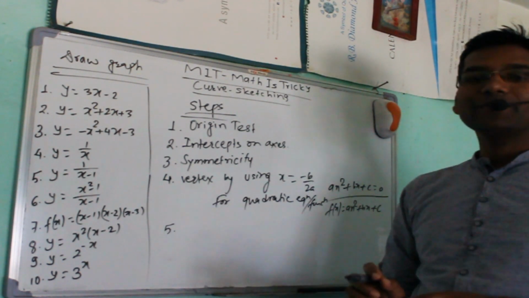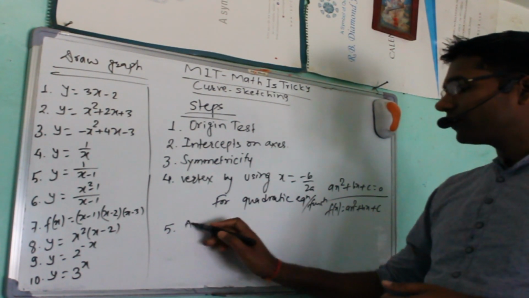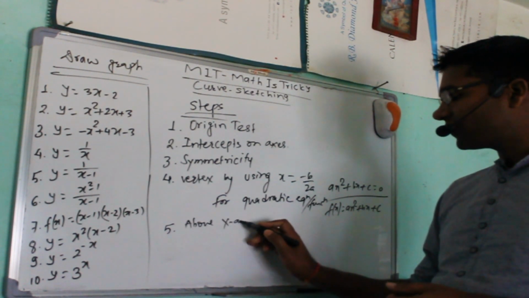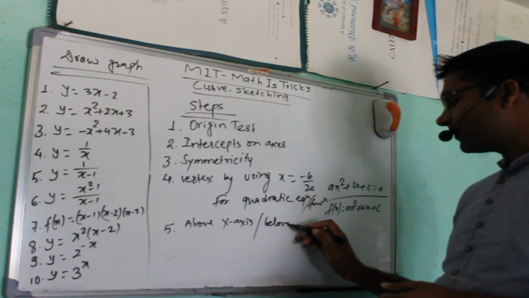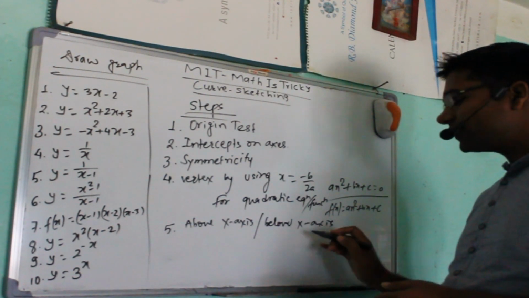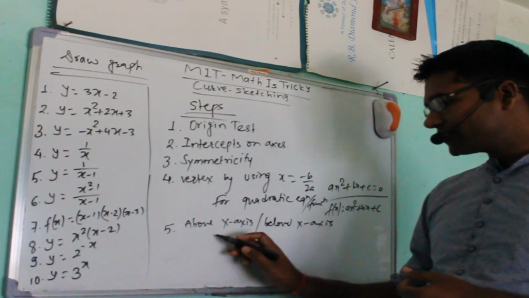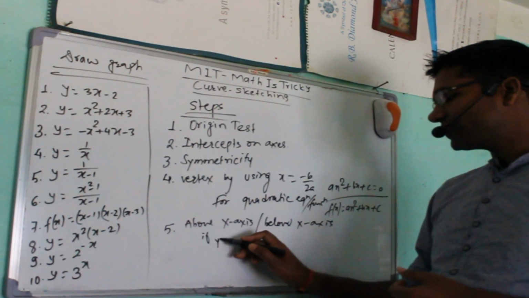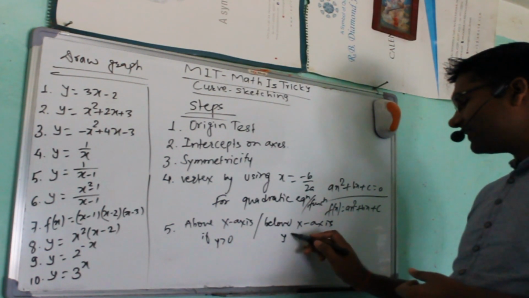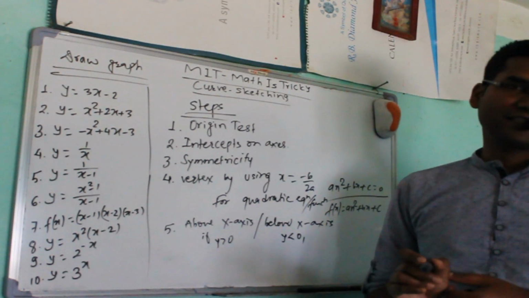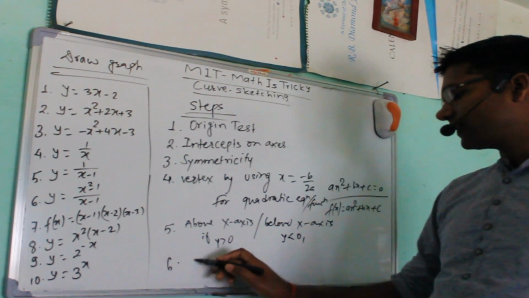Now number 5, you have to check whether the curve is above x-axis or below x-axis. How to know this? For this you find the value of y by taking x, and then if y is positive, it will be above x-axis. If y is negative, it will be below x-axis. Okay, this is how.